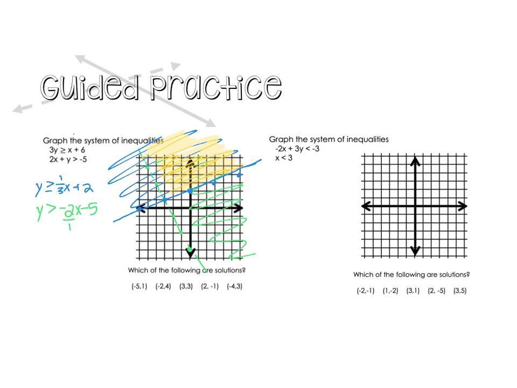So if I look at negative 5, 1, that's not a solution because it's not in our overlap area. Negative 2, 4 is a solution. 3, 3 is a solution because it lies on the solid line. 2, negative 1 is not a solution. And negative 4, 3 is not a solution because it's on the dotted line, so it's not included.